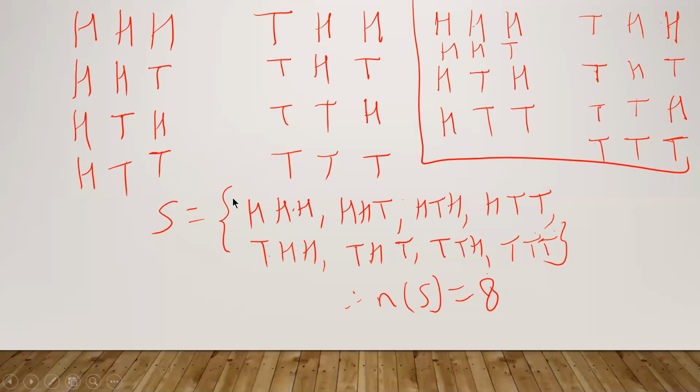So if you throw three coins together, then the sample space of that experiment will be this. It's a very very important problem. Okay, so the number of points in the sample space will be 8.